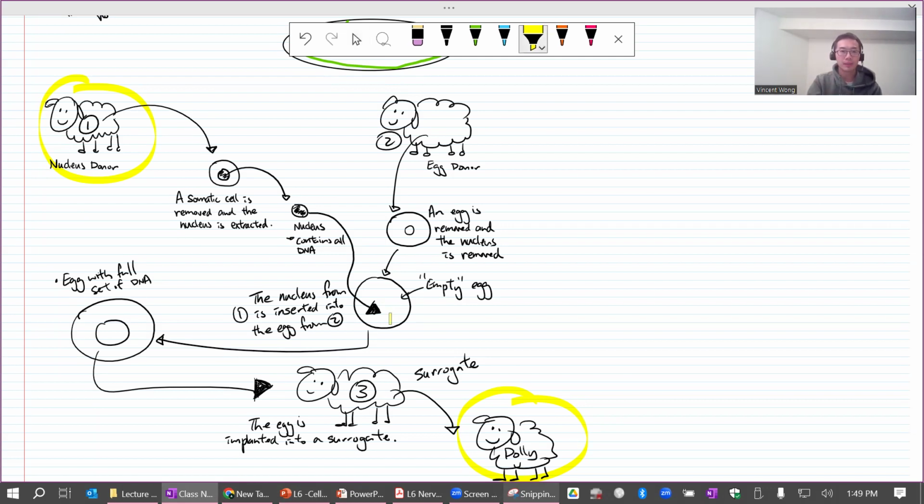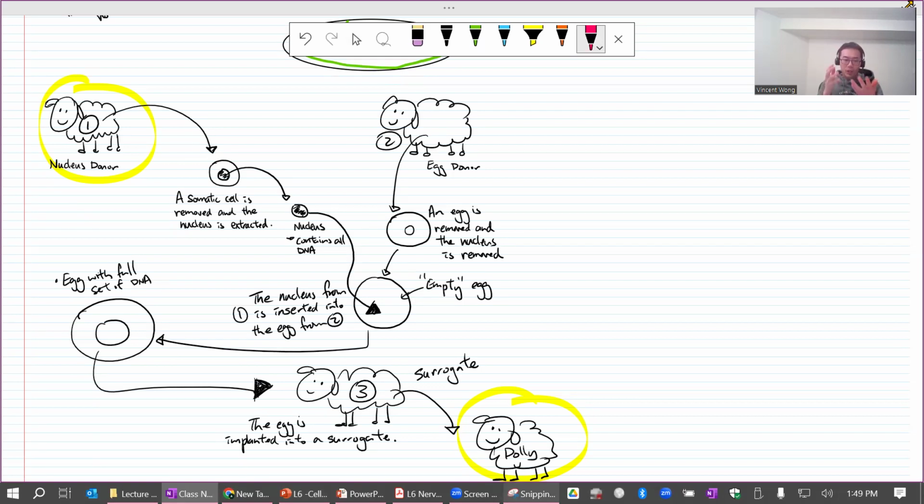The sheep that donated the nucleus was an adult sheep. Okay, so that sheep has been living for some time. I don't know how old. Let's say 6 years already in its life. Adulthood is different for animals and humans, right? So 6 years is a long time for an animal, could be.